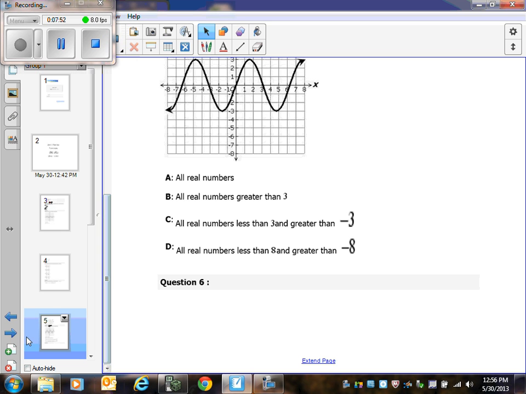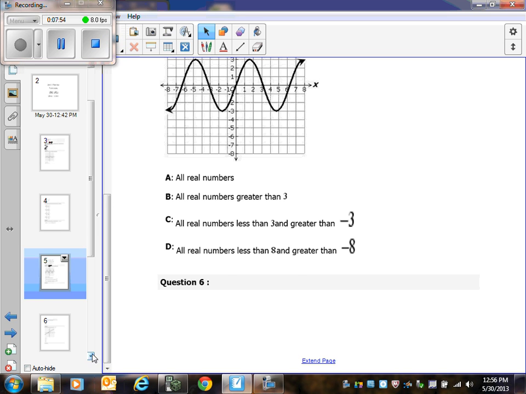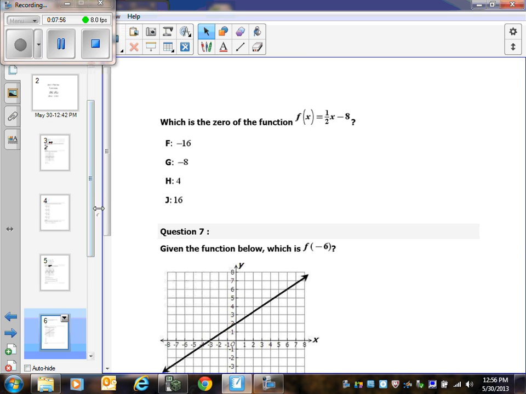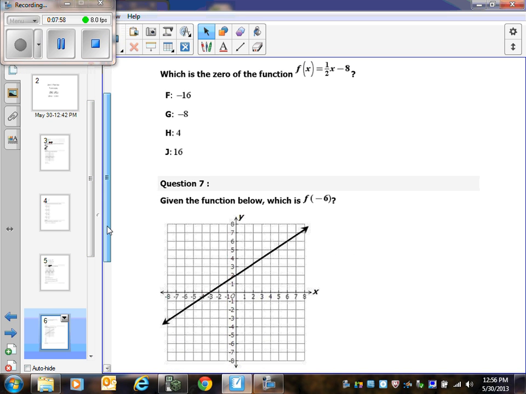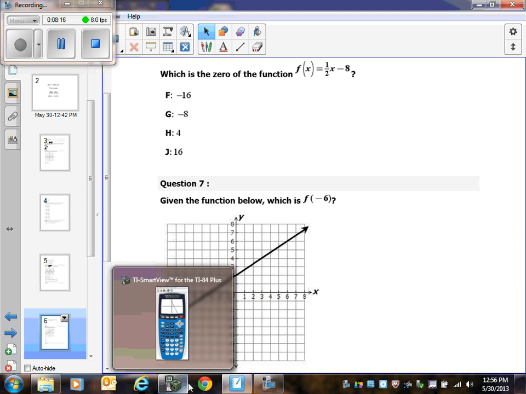Now moving on to question 6, which is on the next page. Now this one is asking us which is the zero of this function. Now there's 2 ways to approach this. One way is, what value can I plug in for x such that I get 0 as an answer? So let's approach it that way first, and then we'll do it graphically. So what number can I plug in for x so that I get 0 as an answer?